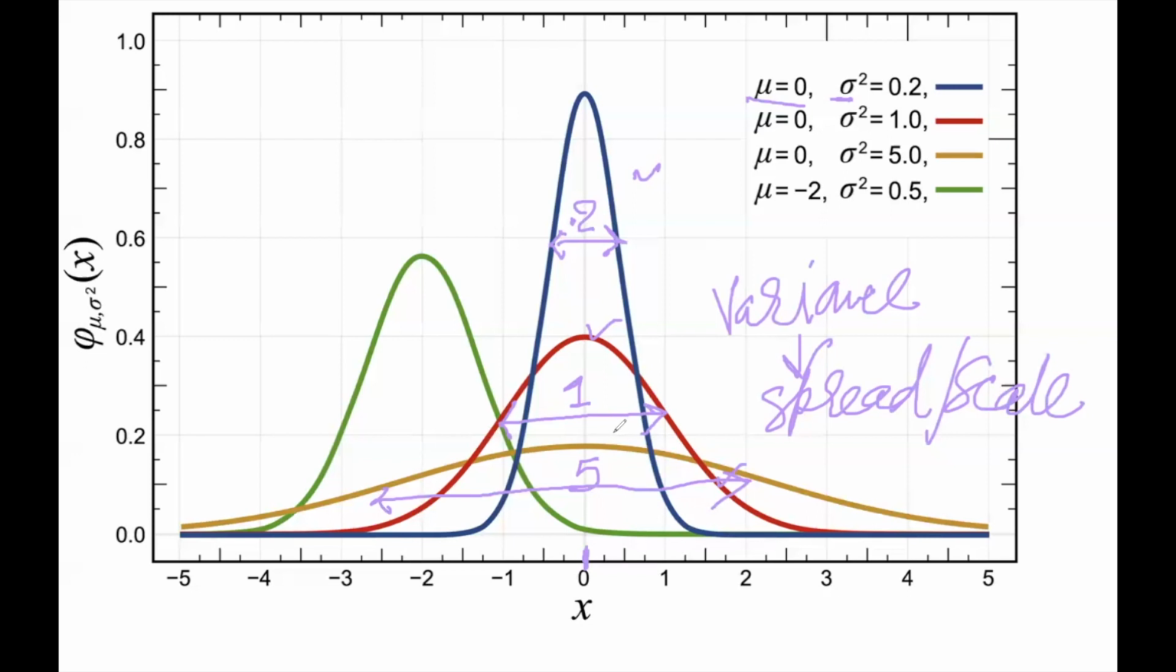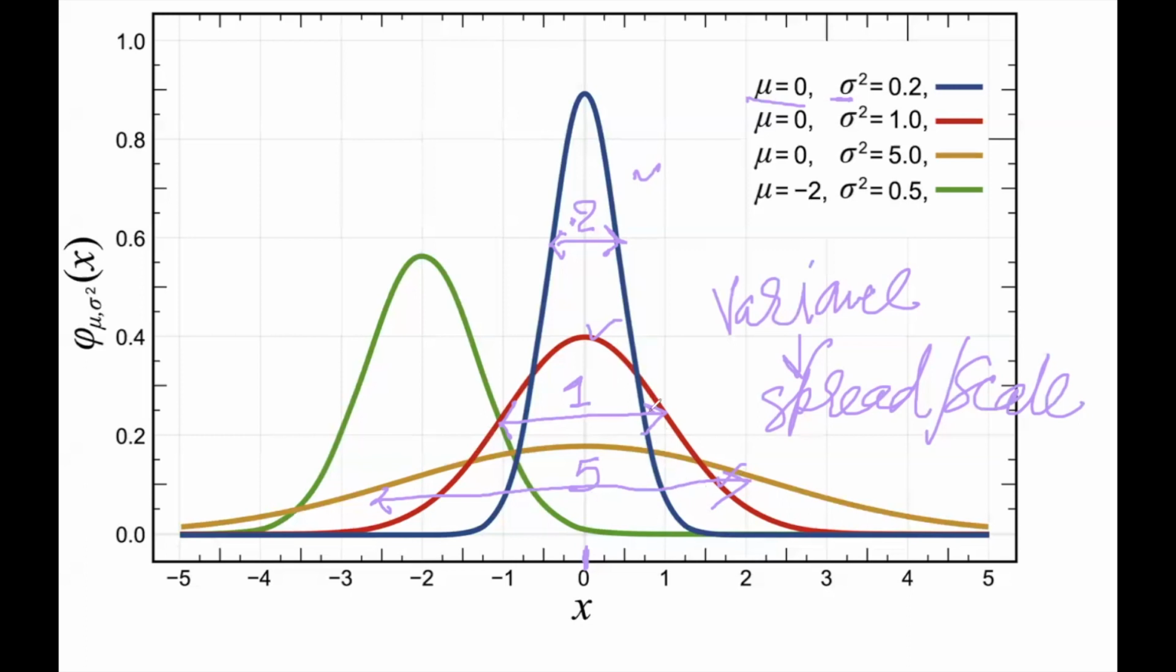Now, what about mu? If your mu changes, and if you can see from this red curve, when you come to this yellow curve, my variance is changing by 5 times. So this is much fatter than this curve.